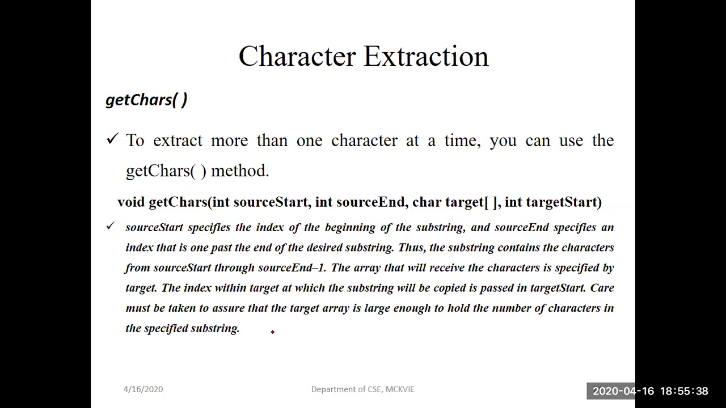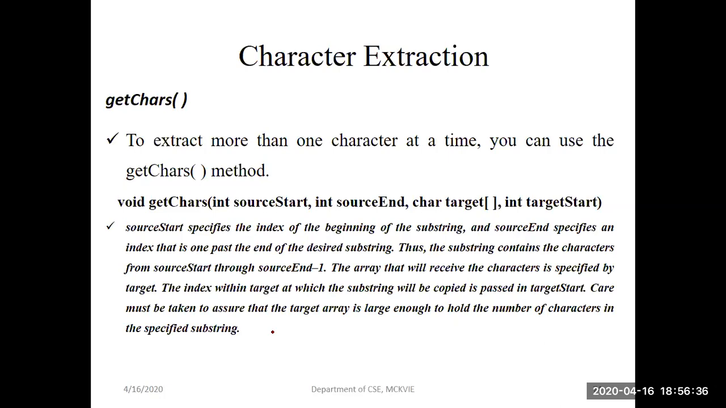Once again, I am repeating. This method is used for extracting more than one character at a single instance. It takes 4 parameters. The first parameter is source start, which is the source string's starting index. Then source end, the source string's end index, that is, from where to where we have to extract. The third parameter is the target array, the name of the array where extracted characters will be stored. The fourth parameter is from which position of the target array the extracted characters get copied.